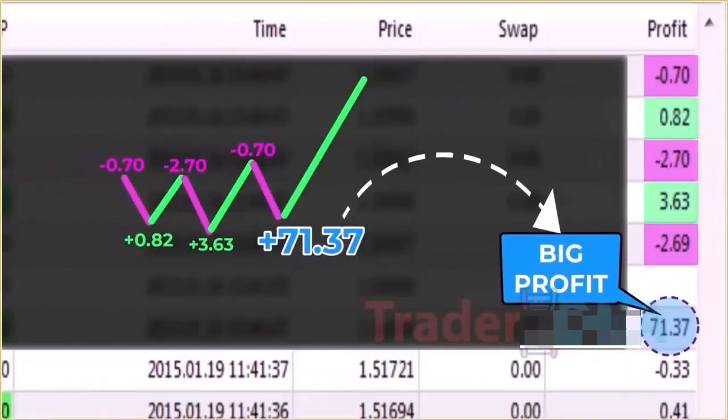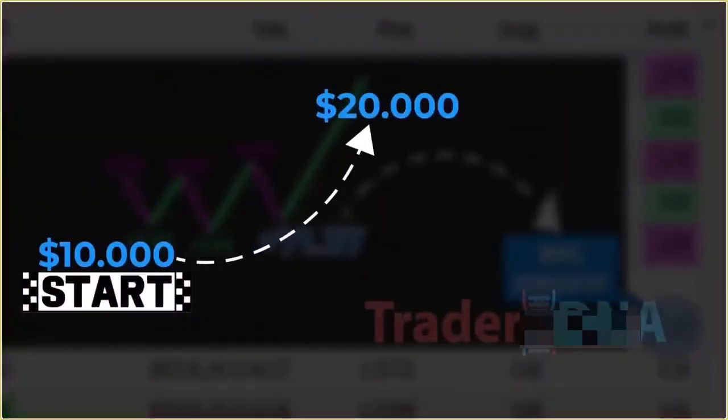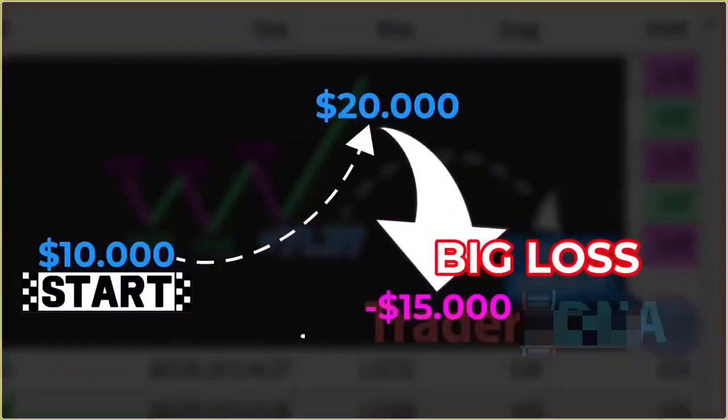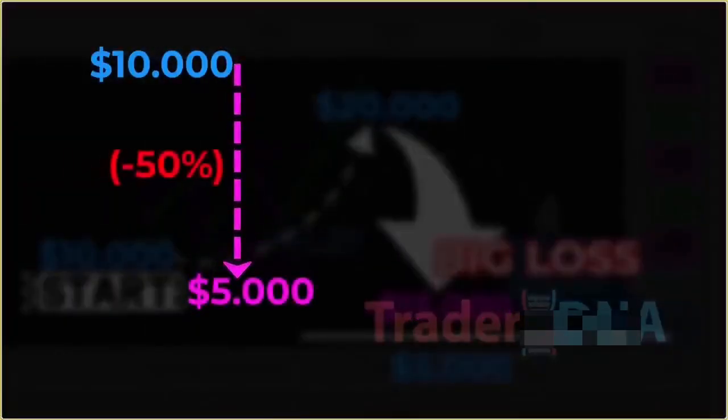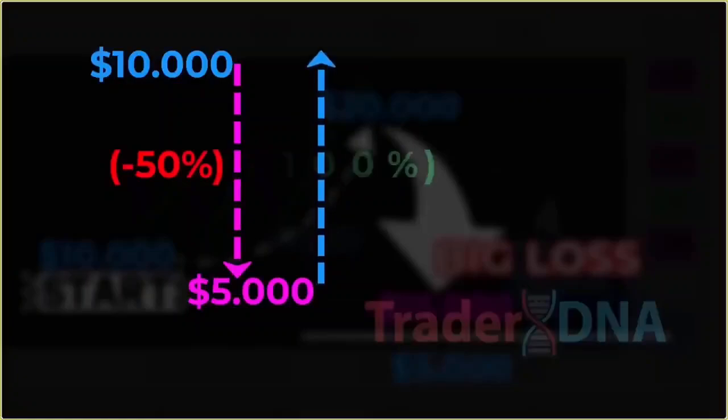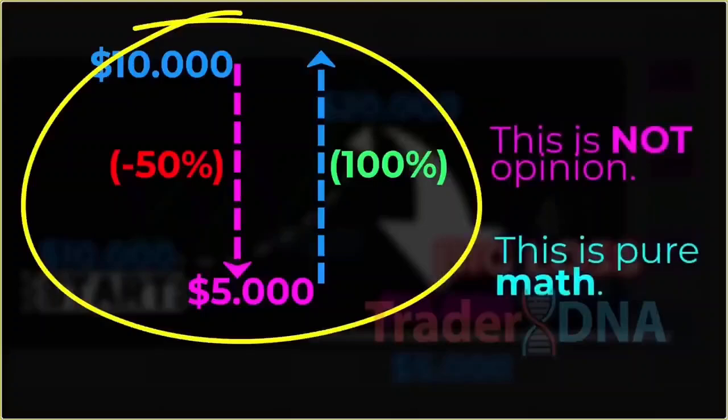Now flip the scenario. If you don't eliminate big losses from your system, everything falls apart. Let's say you grow your account from $10,000 to $20,000. Looks good, right? But then one big loss, maybe $15,000. And just like that, your account drops to $5,000 or worse, 0. Now think about this. If your account drops 50% from 10,000 to 5,000, to get back to 10,000, you don't need 50%, you need 100% profit. Double. And that is not easy. This is not opinion. This is pure math, which means one big mistake can destroy your entire progress. So I need you to really understand this powerful rule. This is the mathematics of trading.